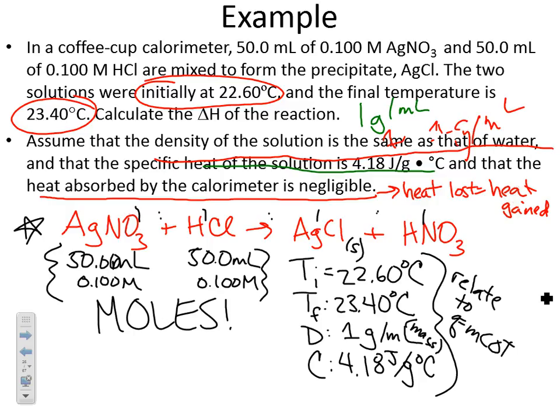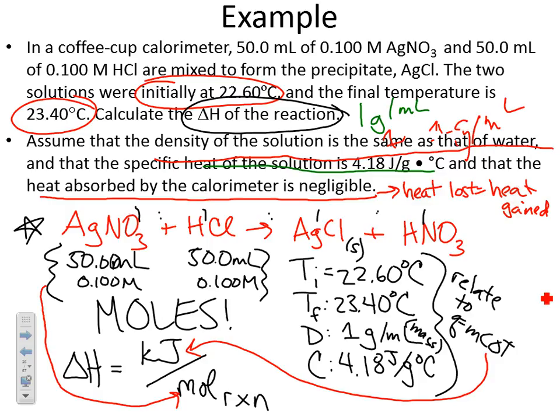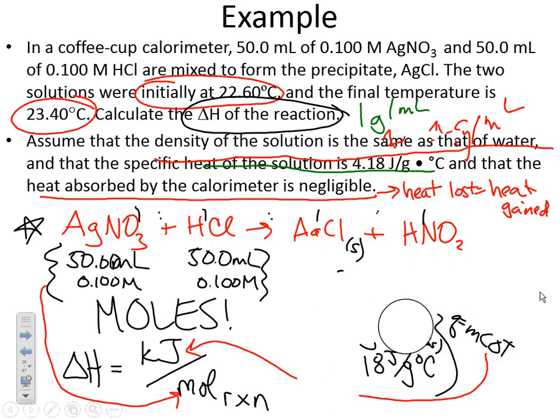What are they asking about? They're asking about delta H. What are the units on delta H? Kilojoules per mole of reaction. Find a way to get kilojoules, find a way to get moles, divide the two, that's your delta H. So that is exactly what we're going to do. We're going to use these numbers here to get Q equals MC delta T. That's going to be our kilojoules. We're going to use these numbers here to get per mole of reaction. That's going to go on the bottom, divide them, and then we're good. I'm going to talk about the mole bit first. So we're going to come back to Q equals MC delta T.